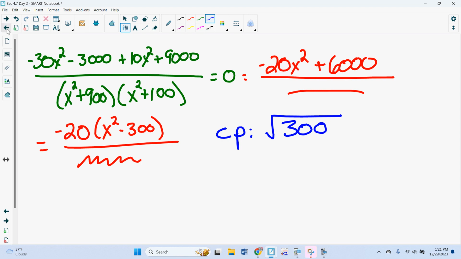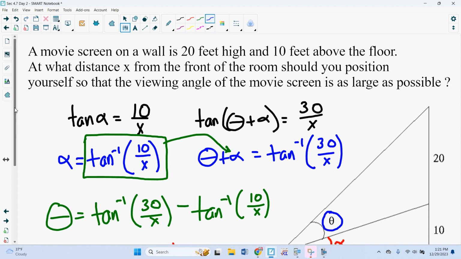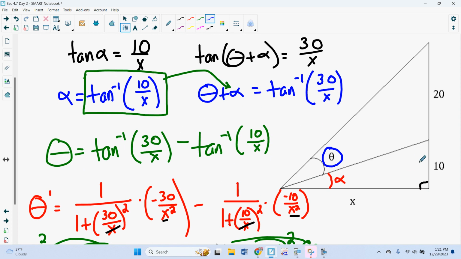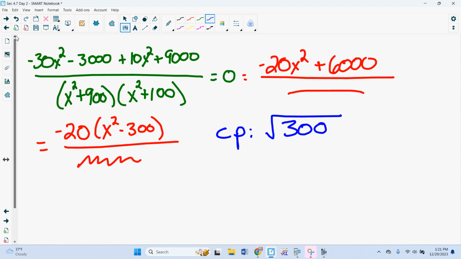But once again, we are dealing with the distance from the screen, our x down here, so we only deal with the positive. Okay. Now, I'm going to do sign analysis.